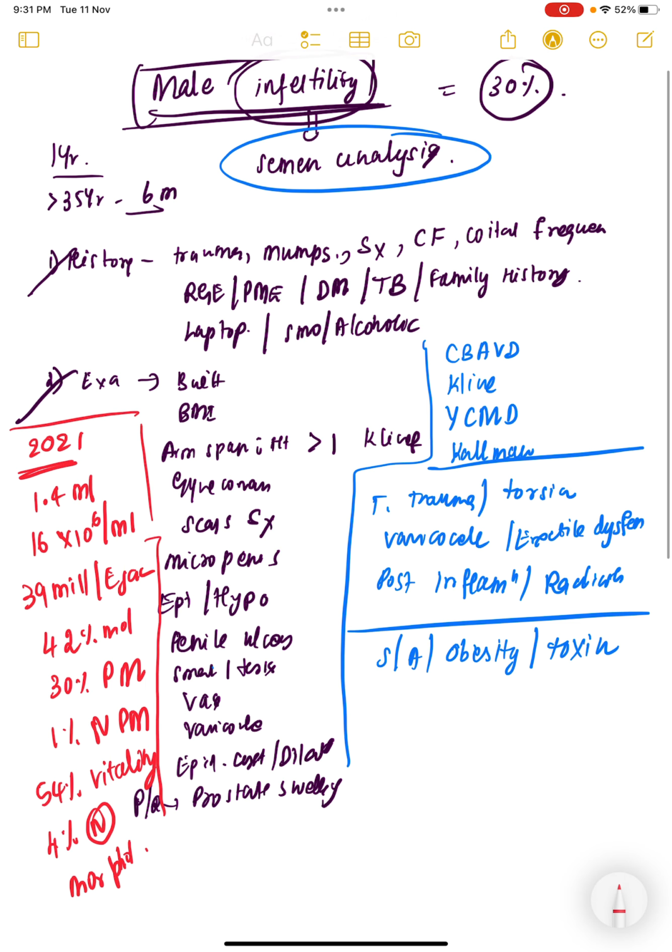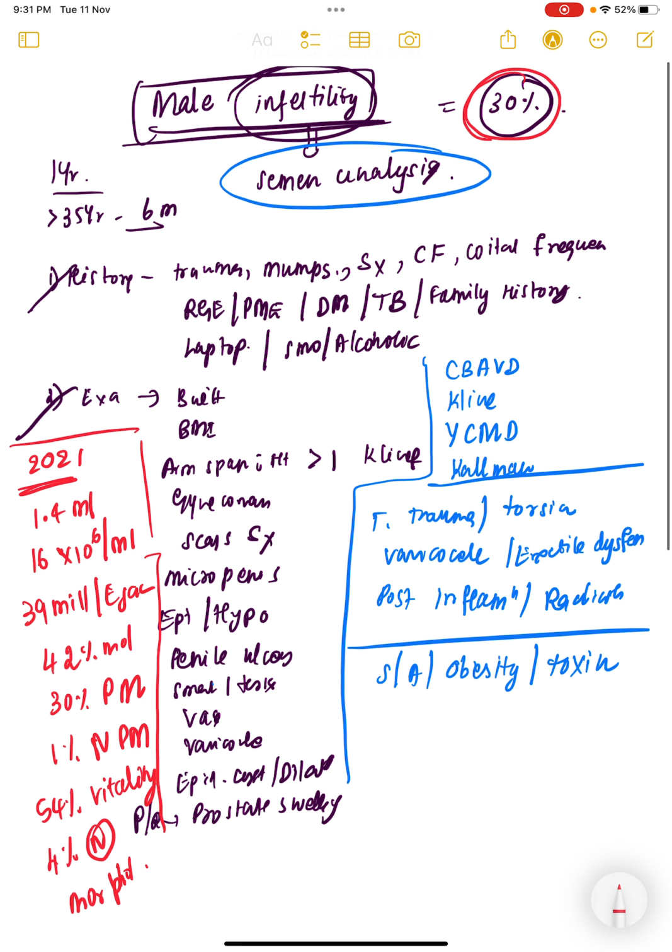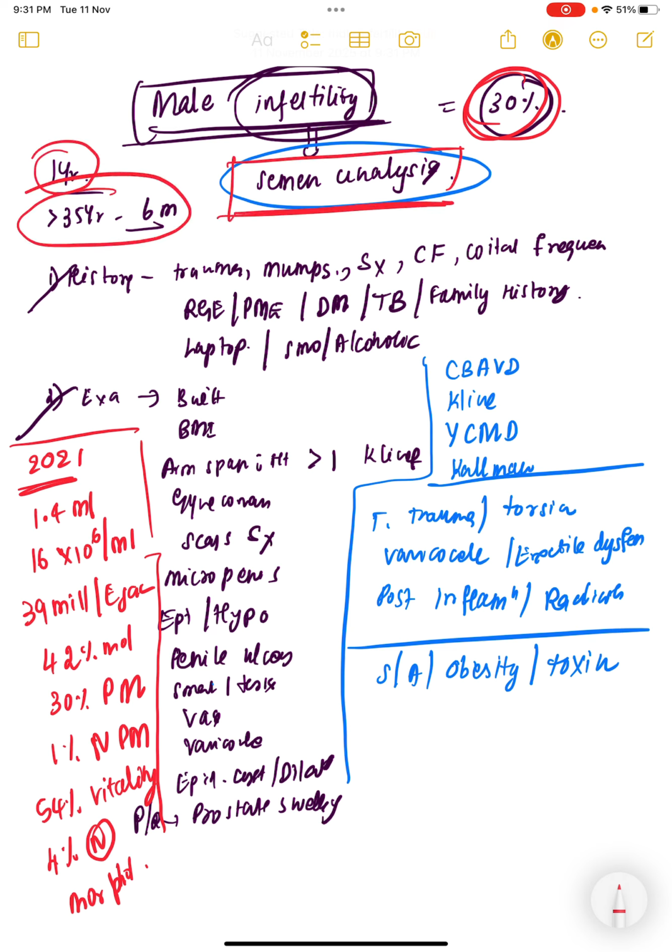So in brief about male infertility: it contributes 30%, and the best investigation is semen analysis. The definition is 1 year of unprotected intercourse, or 6 months if the woman is more than 35 years. You will take the history, do the examination, know the causes, and know the normal semen analysis. So this is in brief about male infertility.